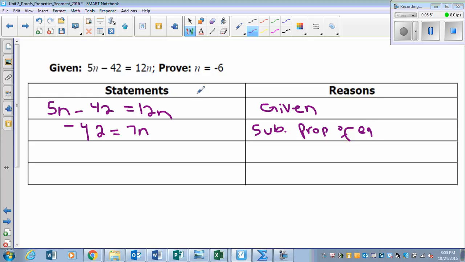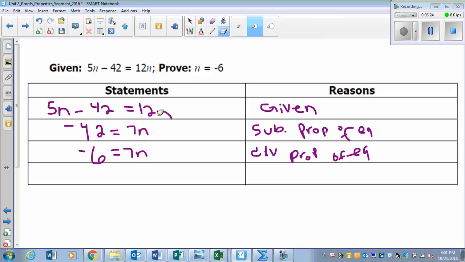All right, and then people have done this one of two ways. Some people will divide the 7 right here and say negative 6 equals 7n, and that's going to be the division property of equality. Now, in order to, oops, not 7n, sorry, equals n.